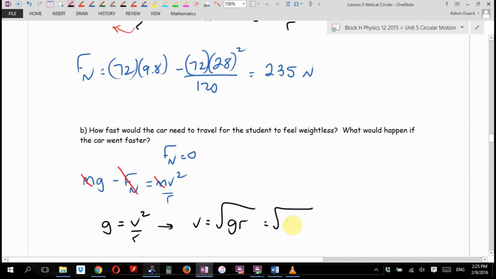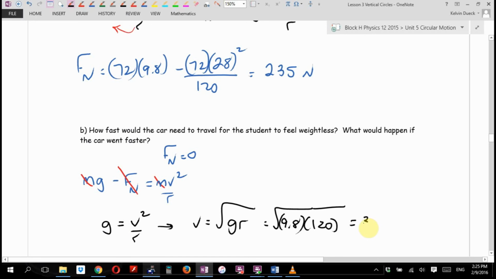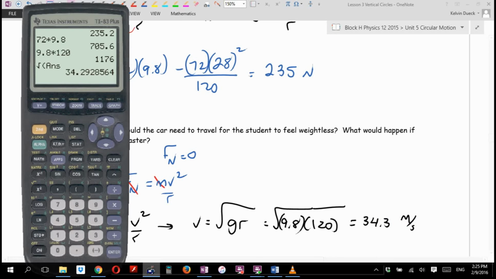It's going to be the square root of 9.8 times 120. Yeah. 34.3 meters per second, or about 123 kilometers per hour.